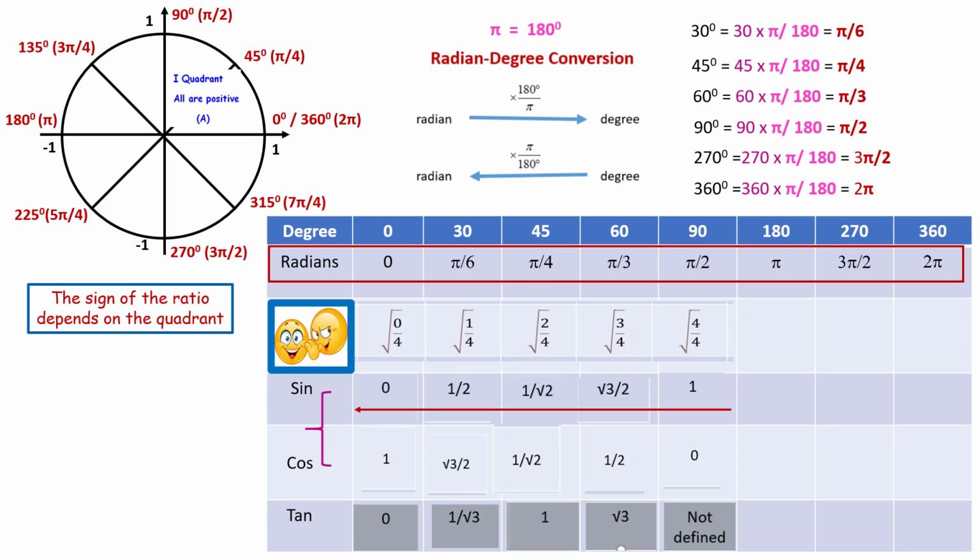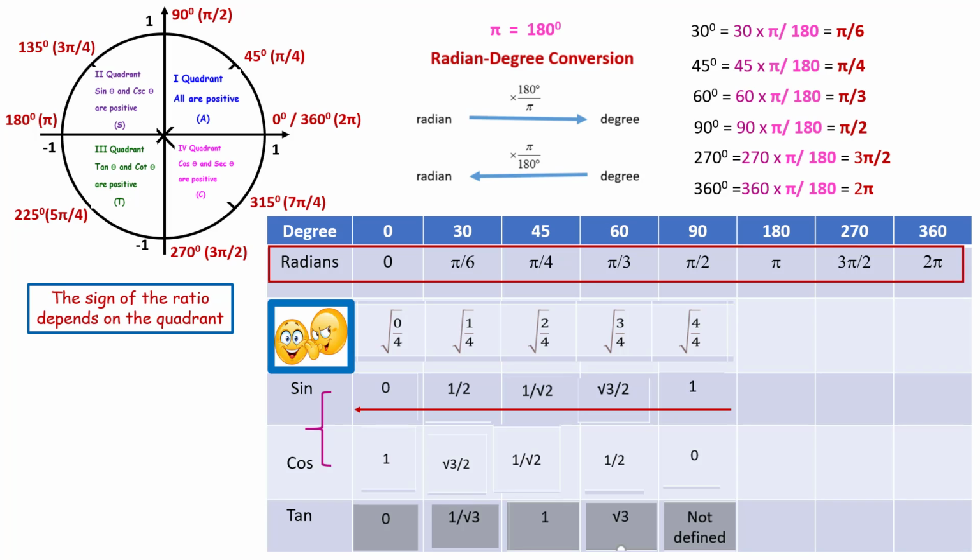In the second quadrant, sine theta and cosecant theta are positive only. When I say that sine theta and cosecant theta are positive, I mean to say that all other trigonometric functions are negative in the second quadrant. And in the third quadrant, tan theta and cot theta are positive. And in the fourth quadrant, cos theta and secant theta are positive.